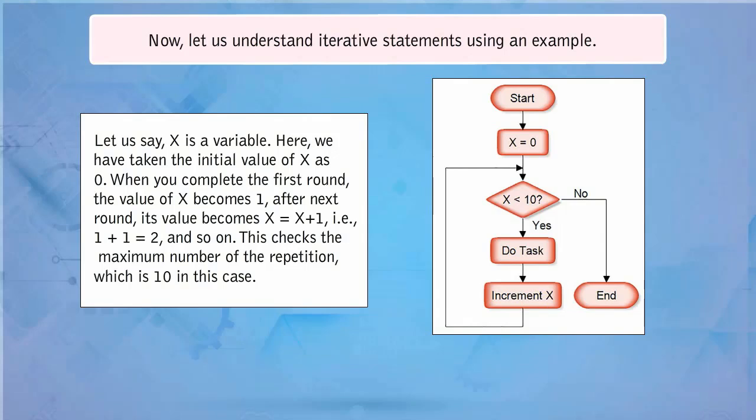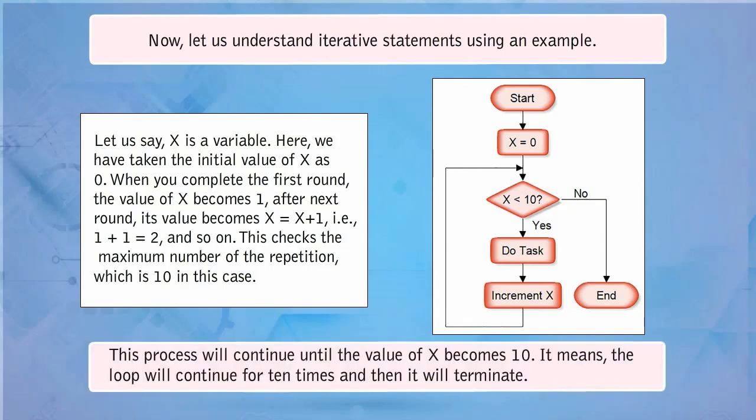And so on. This checks the maximum number of repetitions, which is 10 in this case. This process will continue until the value of x becomes 10. It means the loop will continue for 10 times and then it will terminate.